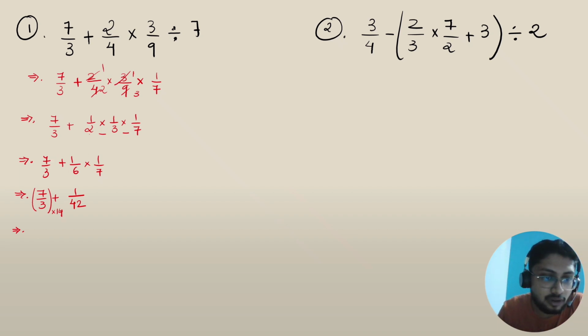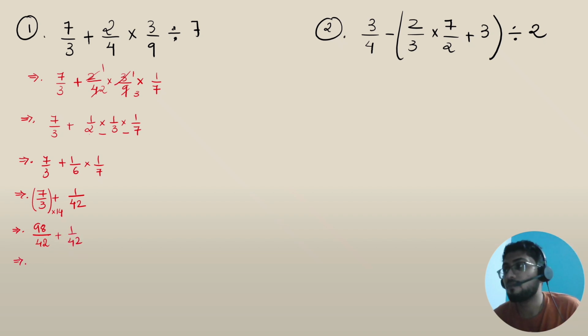Now back to the normal calculation. 14 sevens are, if you know the table of 14, you can write 14 sevens are 98, and 98 upon 42 plus 1 upon 42. Again, understand the addition subtraction game: for addition and subtraction you have to take LCM. 99 upon 42.